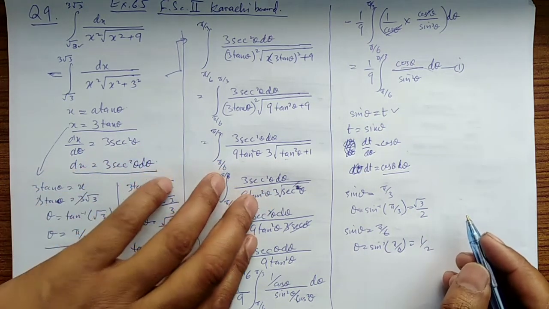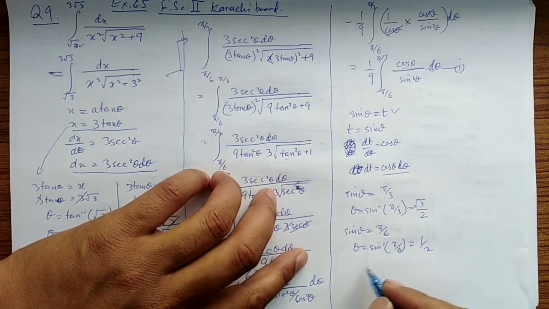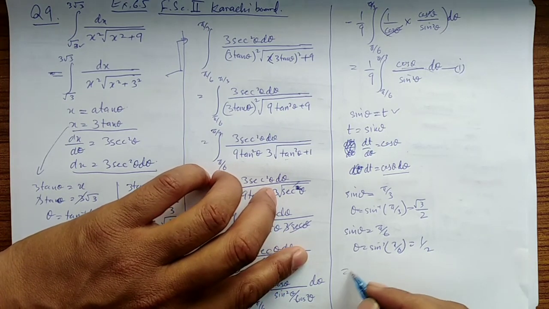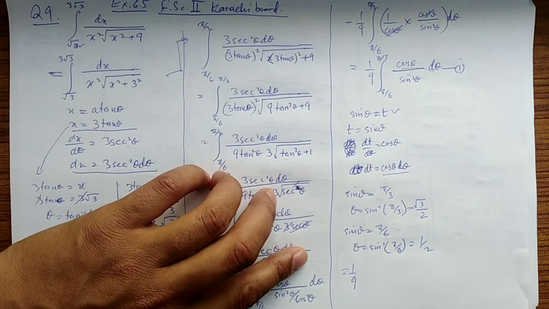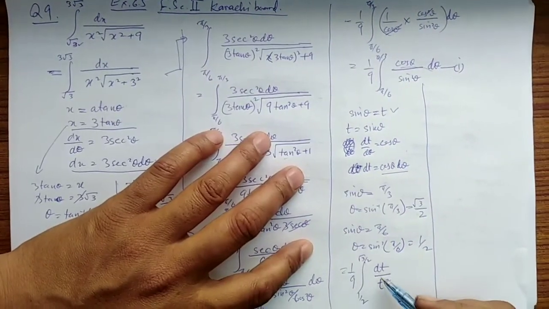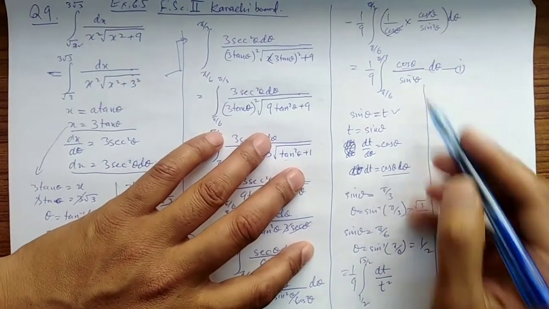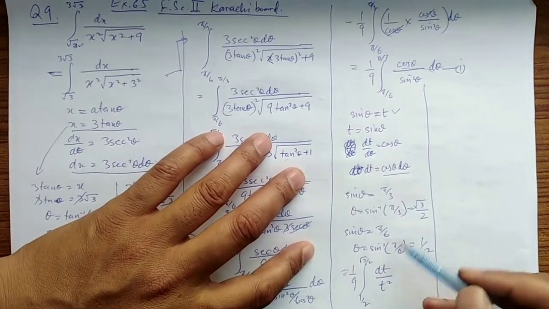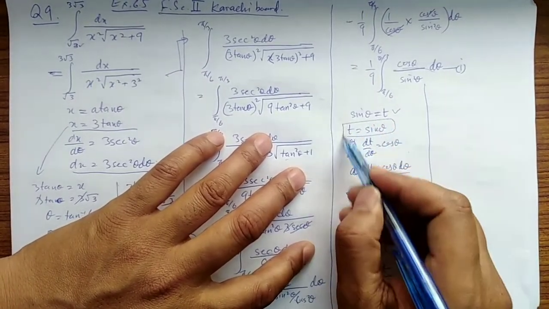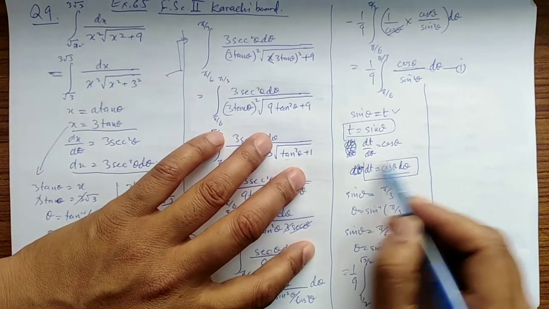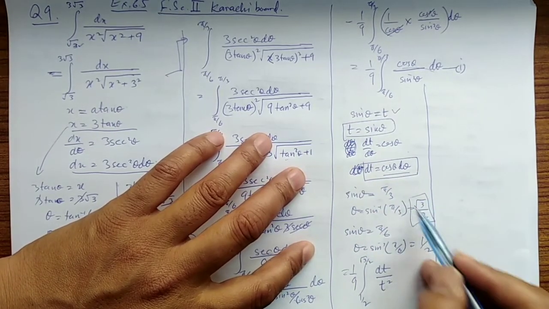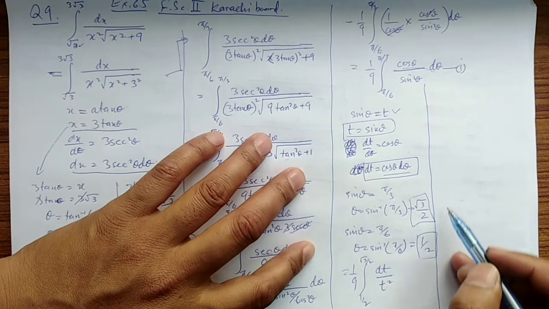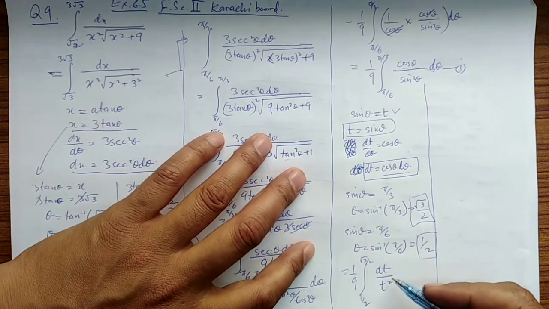So now by putting the values in the given question, that will be 1 upon 9. In place of sine square theta we have put t square, and in place of cos theta d theta we have put dt. So these are the values we have substituted into the question. These are the upper and lower limits, and we got this condition.